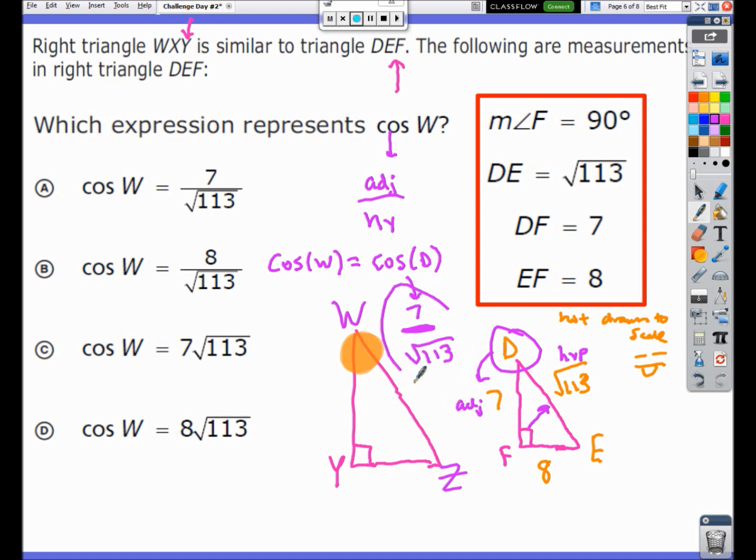Now, typically, I would say for this, we're going to need to rationalize it, but notice in this particular problem, they did not rationalize. So the correct answer would just be A in that case.